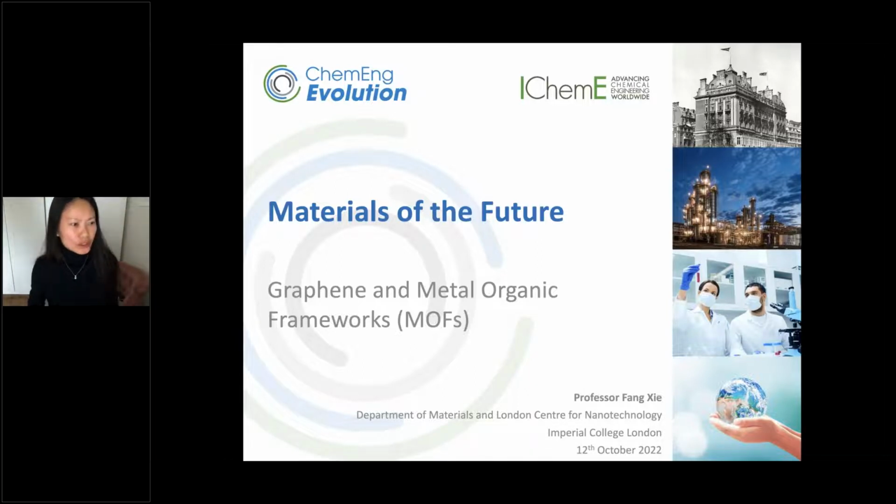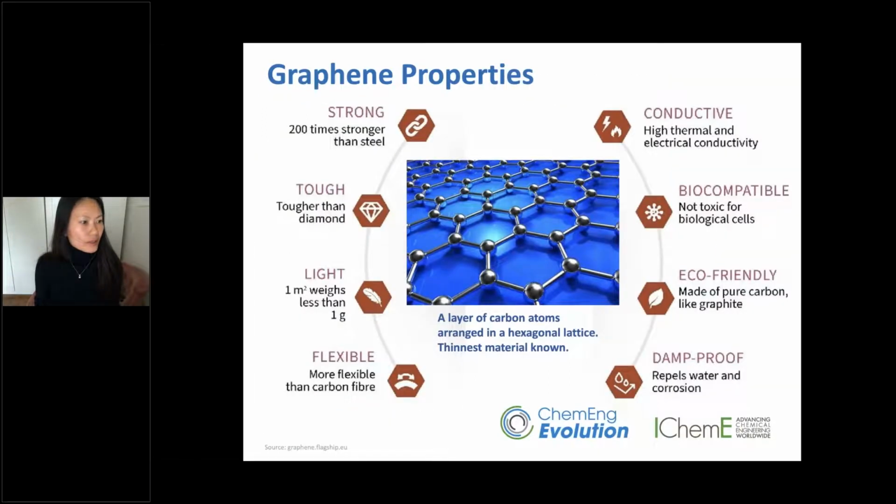So I'd like to introduce two potential materials of the future. One is graphene and the other one is metal organic frameworks. So what is graphene? It's a single layer of carbon atoms in a hexagonal arrangement. The carbon to carbon distance is about 1.42 angstrom, and graphene is the thinnest material we know so far, and it has the most amazing properties.